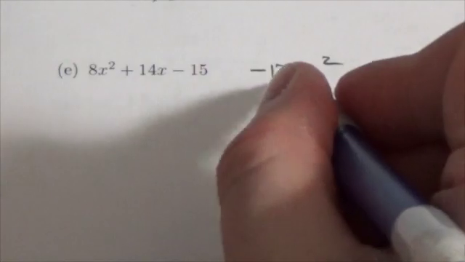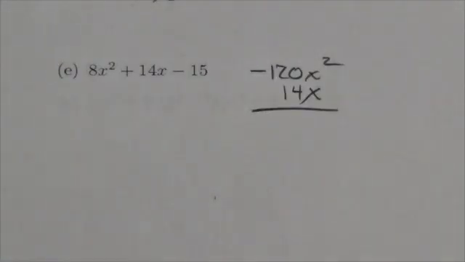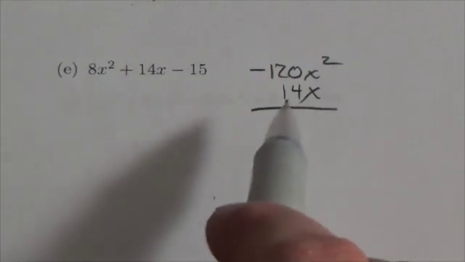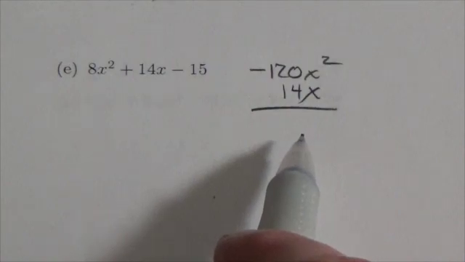So I'm going to jump ahead and start looking at what happens when I try to factor the trinomial. So I take the first term, multiply it by that last term, and that's going to be negative 120x squared. So I'm looking for two expressions whose product is negative 120x squared, whose sum is 14x. Okay, now I think about that for a little bit here.